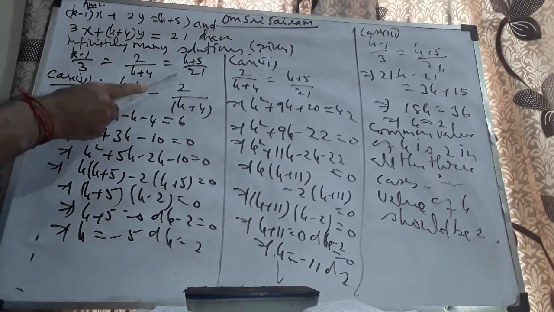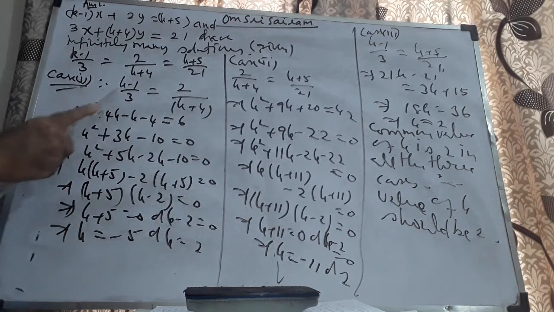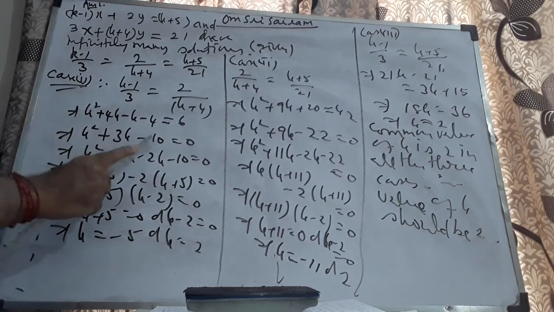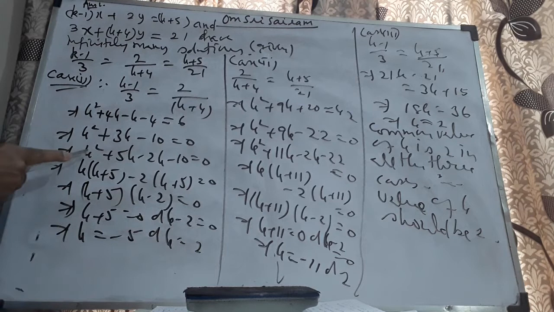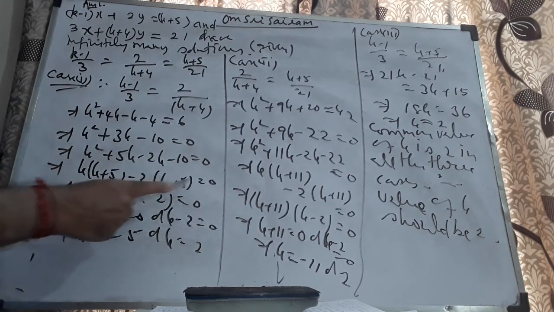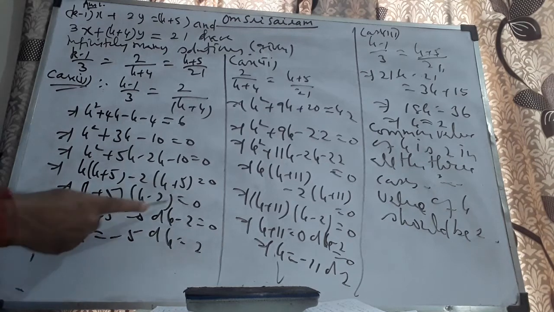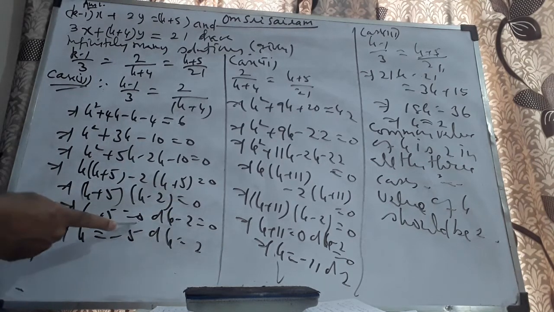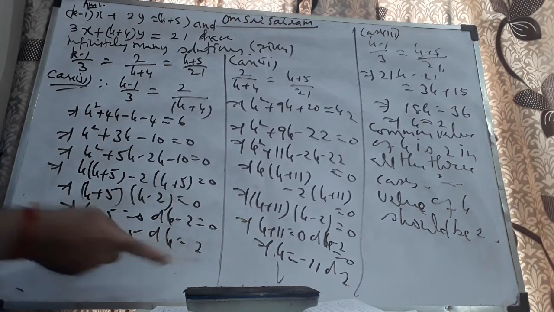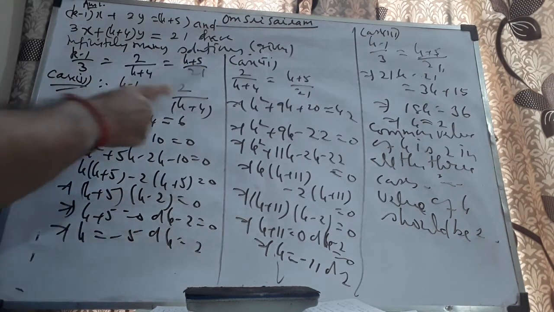(k minus 1) by 3 is equal to 2 by (k plus 4). k square plus 4k minus 4 is equal to 6. k square plus 3k minus 10 is 0. Split the middle term. k square plus 5k minus 2k minus 10 is 0. k into (k plus 5) minus 2 into (k plus 5) is 0. (k plus 5) into (k minus 2) is 0. k plus 5 is 0 or k minus 2 is 0. k is equal to minus 5 or k is equal to 2. Case 2, I'll equate the second and third ratio.